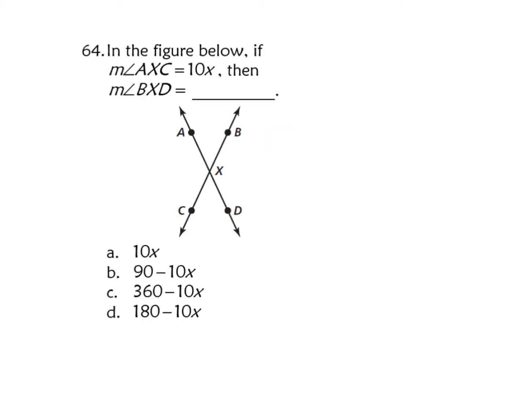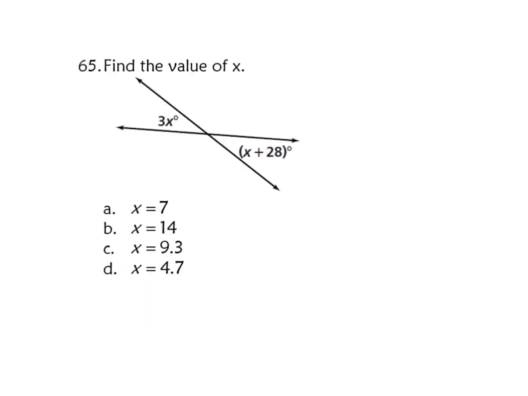In the figure below, if AXC is 10x, then angle BXD would also have to be 10x because those are vertical angles. Find the value of x. So we just talked about how vertical angles are congruent. So I'd have 3x equals x plus 28. Subtract an x from both sides, I have 2x equals 28. Divided by 2, I get x equals 14.